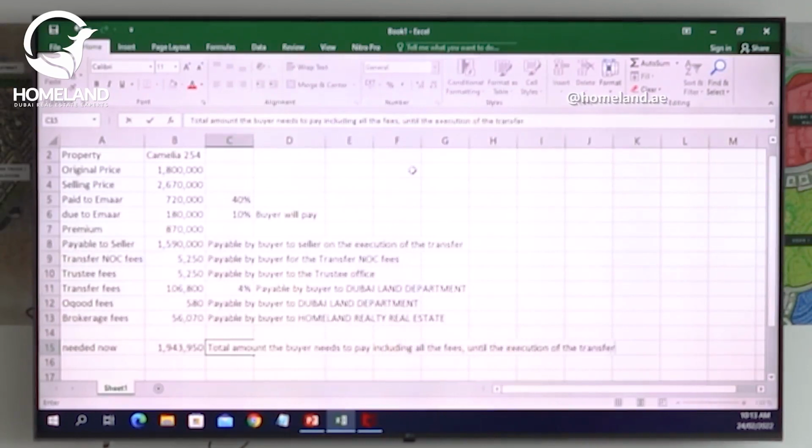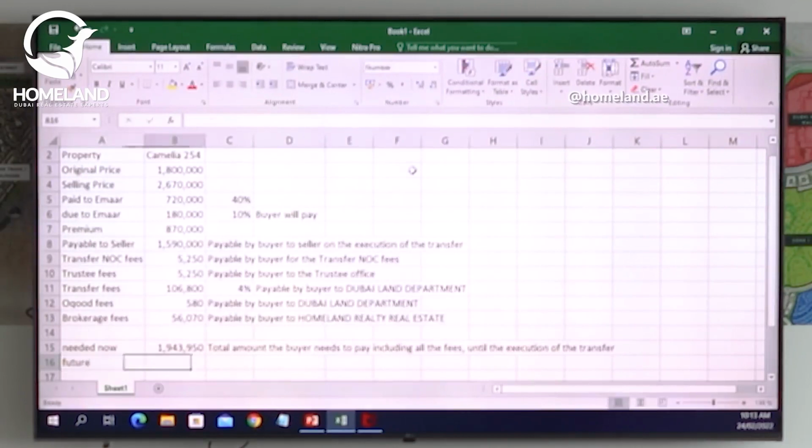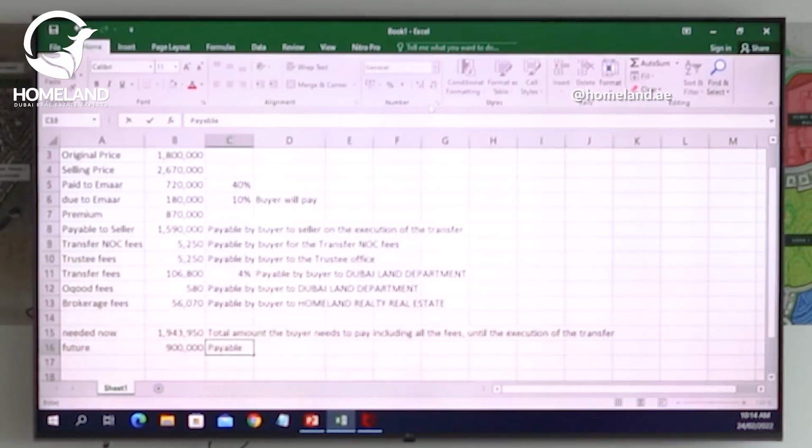Okay. Needed now. Then now the future payments. How much do you need in the future? Minus the premium. 40% is paid, 10% he will pay now, that's 50%. So the balance is 50% of the original price. The seller will be out of the picture of course, and it will be between you and the developer.